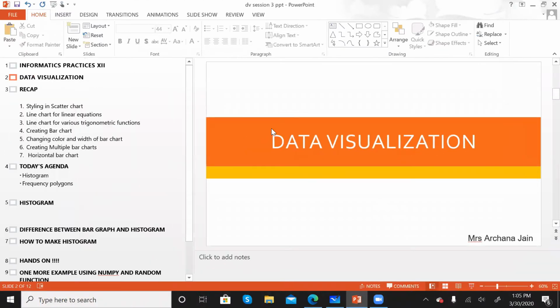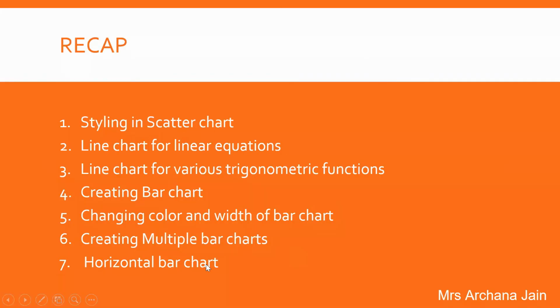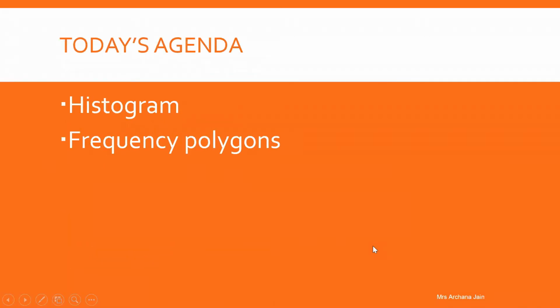This is data visualization, chapter number 2 of unit 1. Today's agenda is histogram and frequency polygons. We will draw histograms using Python code. Now, what is a histogram?